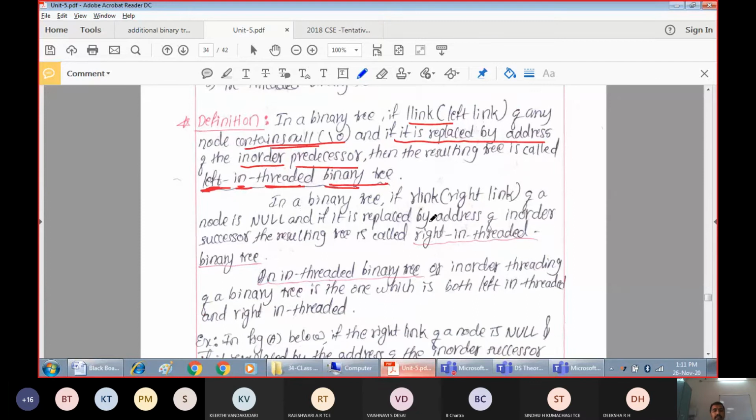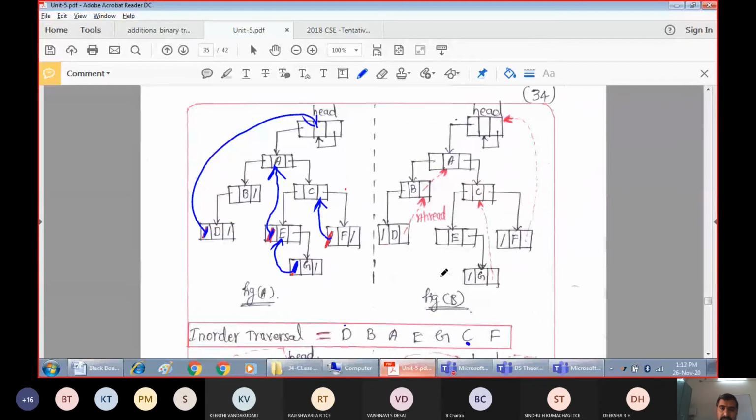Now for the right in-threaded binary tree, you have to consider the successor. If in a binary tree the right link of any node contains null and it is replaced by the address of the in-order successor, then the resulting tree is called a right in-threaded binary tree. So let us take the sample tree and change it. It is already written here. I will take this blue ink for explanation purposes.